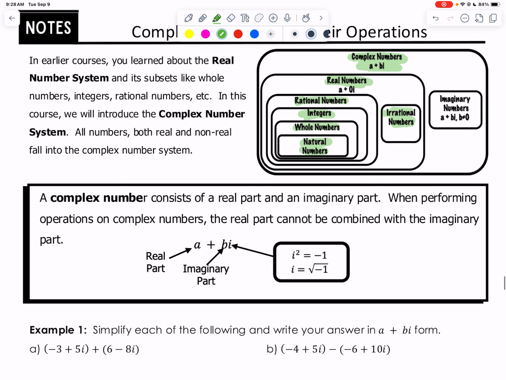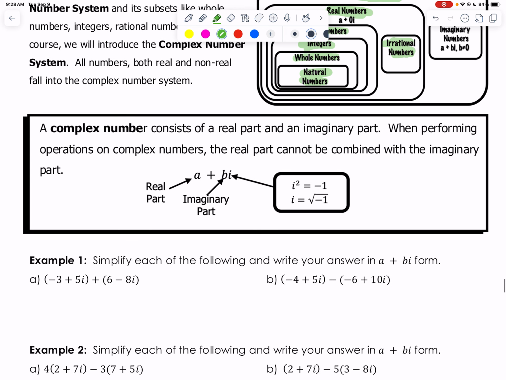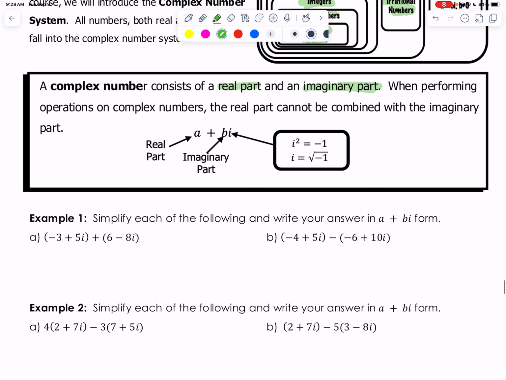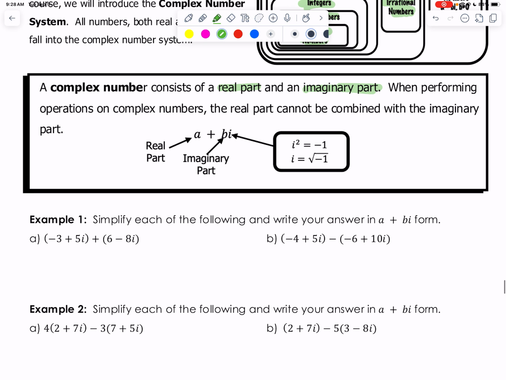Now, a complex number consists of two parts, a real part and an imaginary part. When performing operations on complex numbers, the real part cannot be combined with the imaginary part. So here's an example of a complex number, a plus bi. The a represents the real part and the bi represents the imaginary part. Now, in our previous lesson, we learned that i squared was equal to -1 and that i is equal to the square root of -1. Those two facts will be very important for our lesson today.